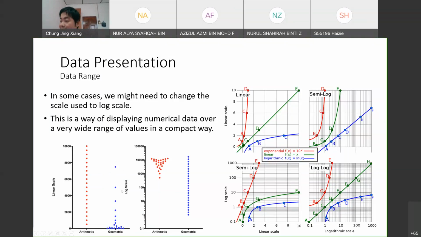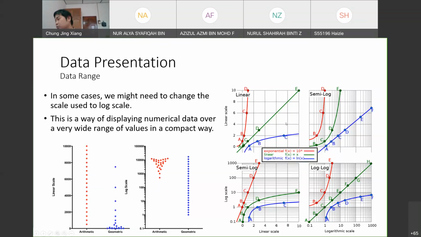Now this is the example for linear scale. If you change to log scale, the data that is spread linearly will become like this. But the original underrepresented or misrepresented data will now show one straight line, meaning the data is well represented for every point. So this is what happens to your graph.